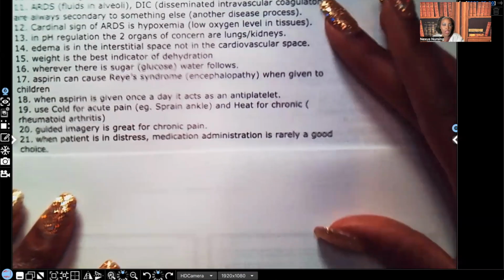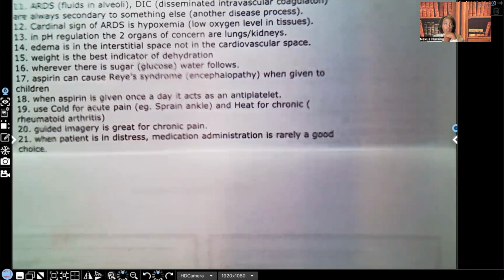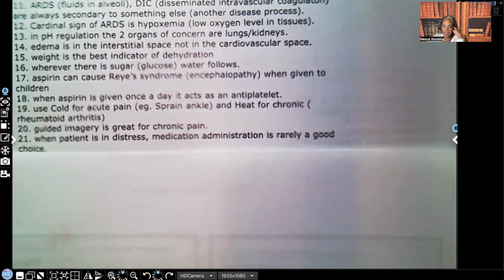Number 21, when a patient's in distress, something's actively going on with them, medication administration is rarely a good choice. Let me tell you something. If something is actively going on with your patient, and you choose that answer of just giving them a medication, you're ignoring what's wrong with the patient. If something's actively going on with them, what do you have to do? You have to assess. You have to assess your patient.